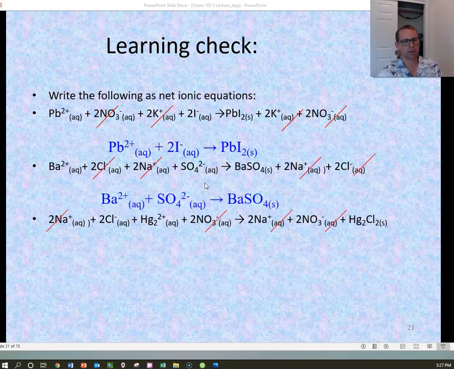So identifying the spectator ions and the resulting equation there is how we get to our net ionic equation from the ionic equation. Okay, very good.